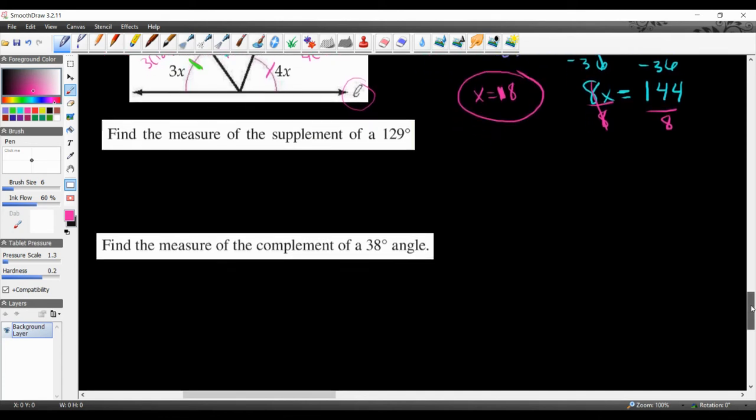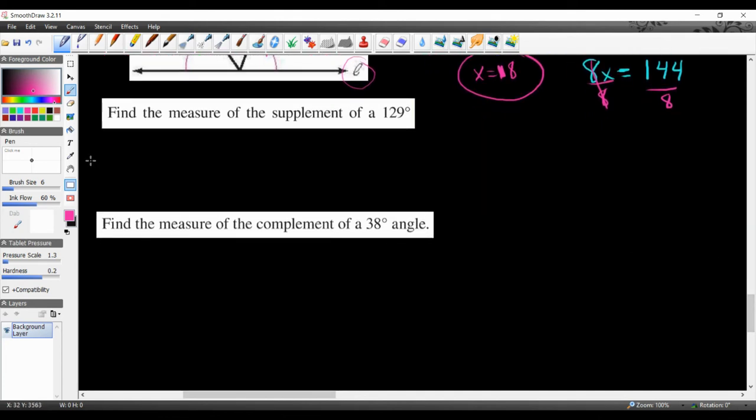If you look at the last two examples we have here, it says find the measure of the supplement of 129. So when you're thinking supplement, you should be thinking 180. Okay. So if I want the supplement of 129, I need to know 129 plus what, so plus some number x, is equal to 180. So to solve this, we just subtract 129, 129, subtract, and that gives me x is equal to 51.